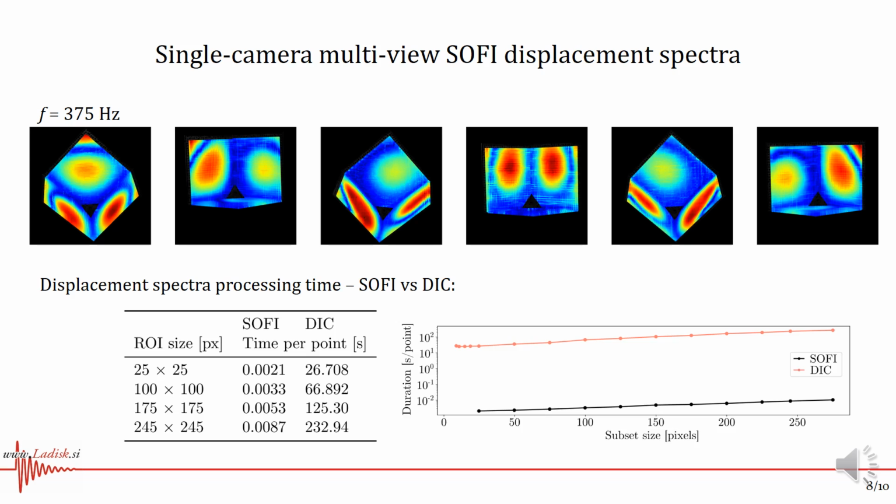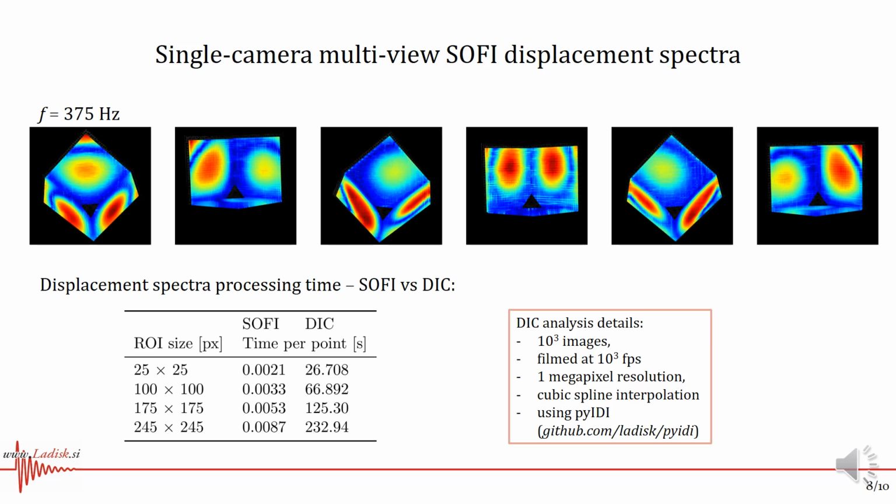In this table, the processing times per analyzed point required to identify deflection shapes in the observed frequency range using multiview spectral optical flow imaging are compared to a typical digital image correlation measurement. The actual times required, of course, depend on the size of the image subset observed at each grid point and will depend on the implementation, but this result can give us some insight on the relative numerical cost of the post-processing stages of both methods.